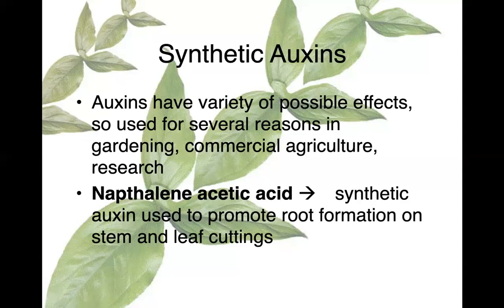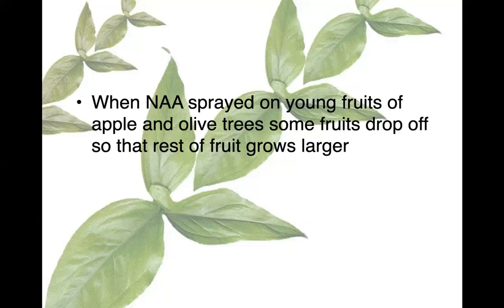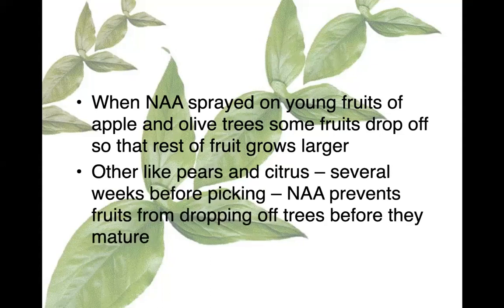And you can use them to promote root formation on the cuttings. There we go. Finally got it out. When naphthalene acetic acid is sprayed on young fruits of apple and olive trees, some of the fruits drop off so that the remaining fruit can grow larger. Other plants like pears and citrus, if it's applied several weeks before picking, naphthalene acetic acid prevents the fruit from dropping off the trees before they mature.